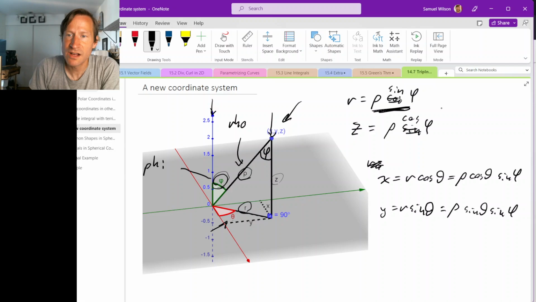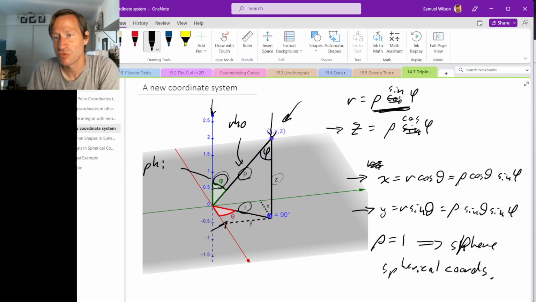Okay. It's a good exercise to figure out how to go the other way. So we have written x, y, and z in terms of rho, theta, and phi. It's a good exercise to figure out how to express rho, theta, and phi in terms of x, y, and z. I'll let you work out the details for theta and phi, but let's actually write what rho is in terms of x, y, and z.